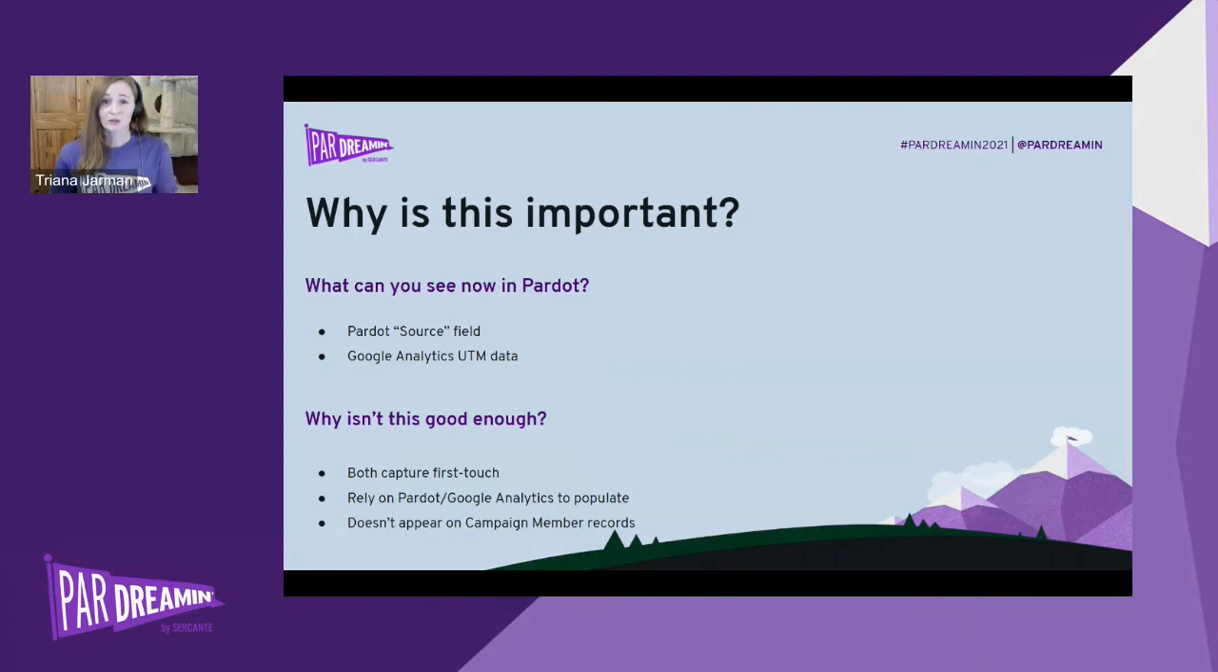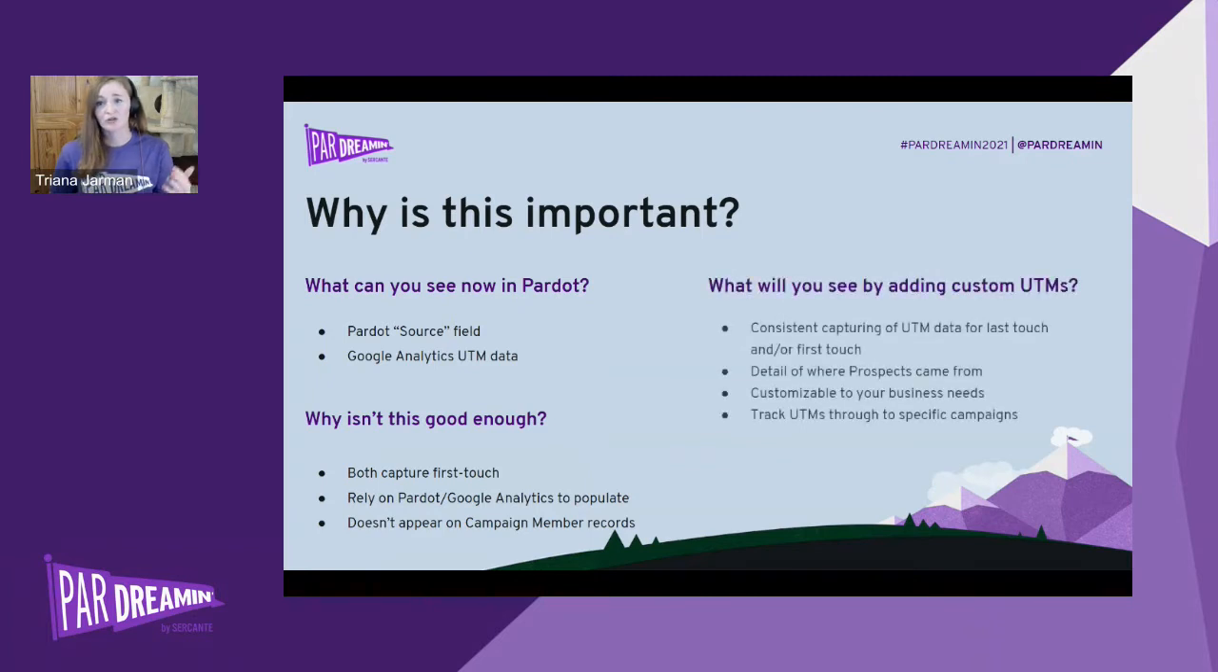Also, if you're using Pardot landing pages, it's not going to populate because your Google Analytics tracking is on your website, not your Pardot domain. And additionally, none of this is going to appear on campaign member records, which, to get the best out of campaign reporting, you need to really have it on campaign member records. So by adding the custom UTMs, you get more consistent capturing of UTM data for potentially last touch and first touch, maybe both, depending on what you want.